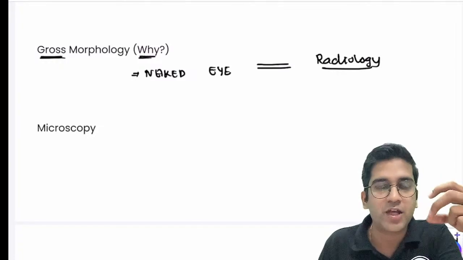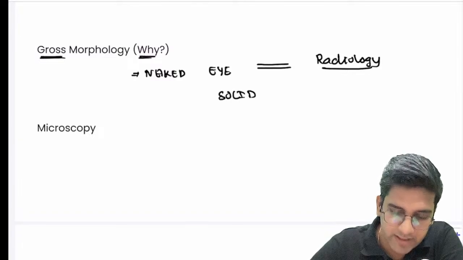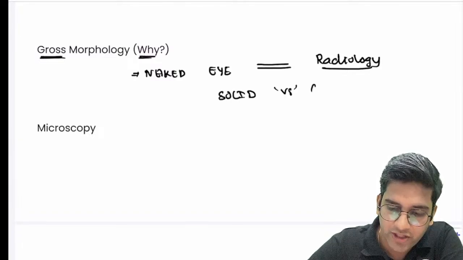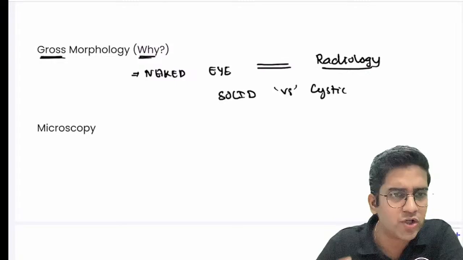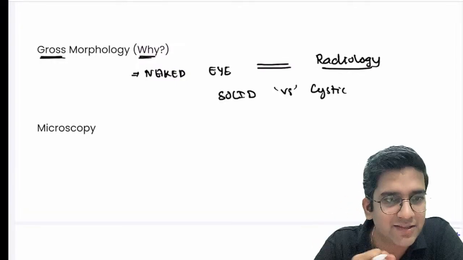If I say a gross lesion is solid versus if I say a gross lesion is cystic, I'm sure you know what is cystic, right? Cystic is nothing but cyst.